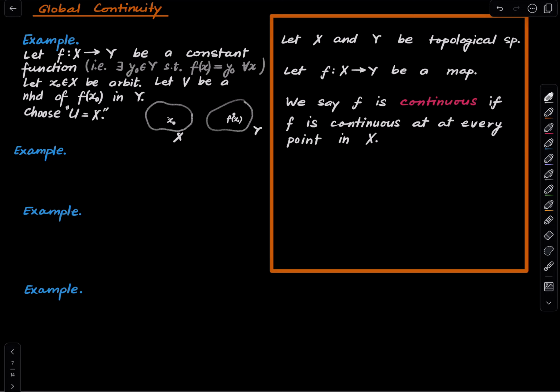Okay, second example. We have kind of seen this already. So let X and Y be topological spaces. Since we don't have much space, we have: let f be a function.